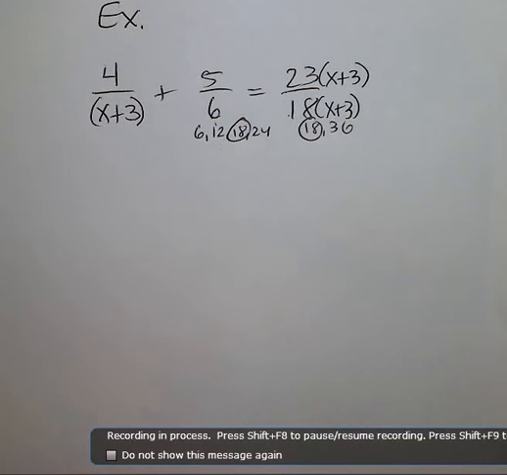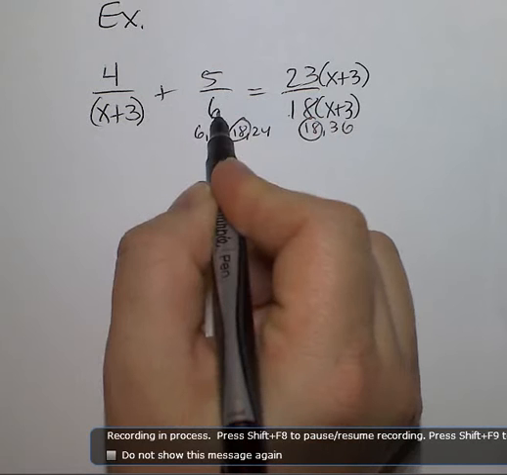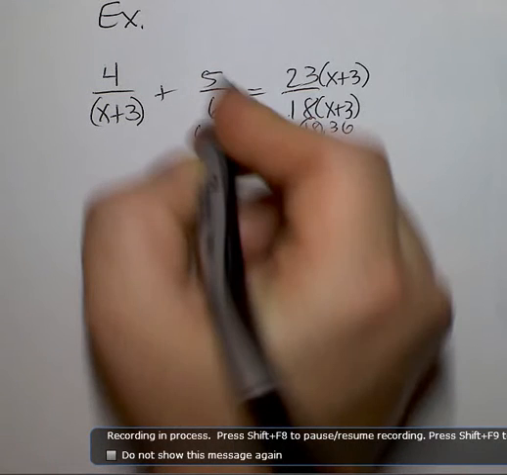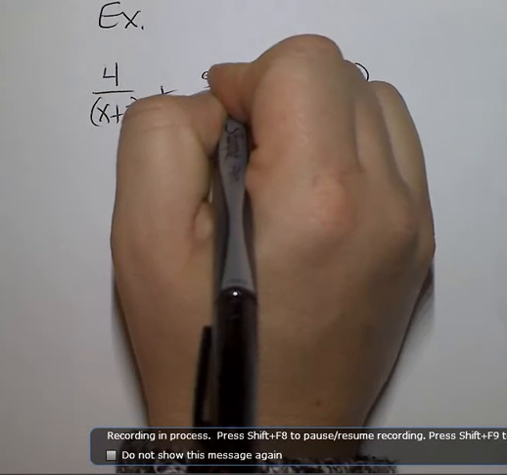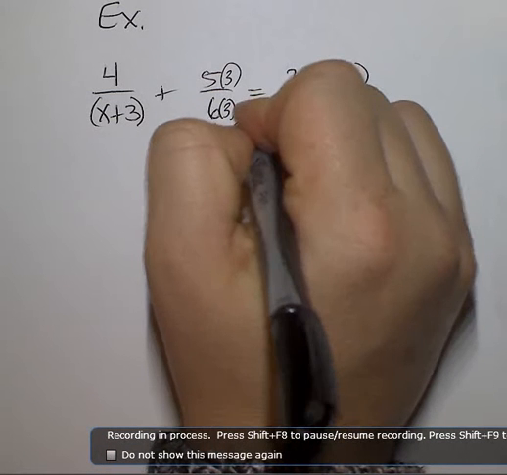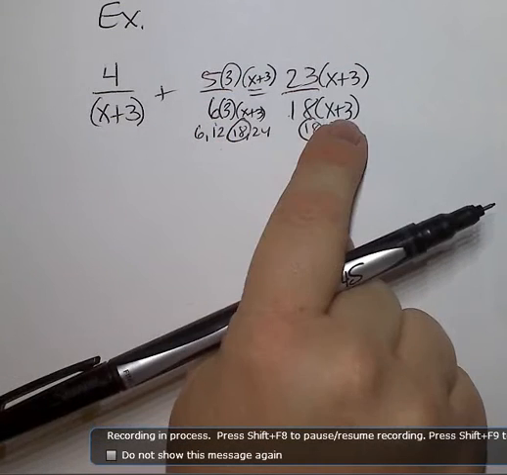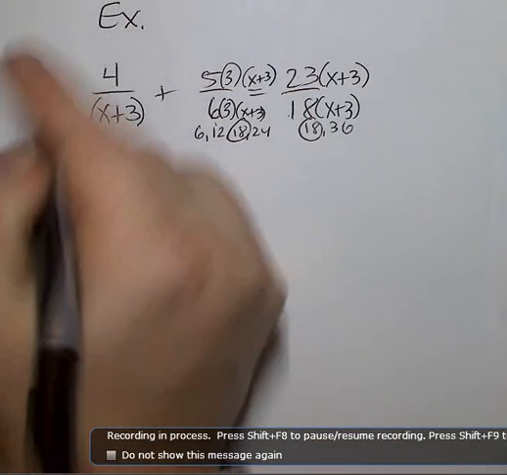Although I need an x plus 3 attached to the denominator of this fraction, it also needs to become an 18. And we do that by multiplying. So I multiply the top and bottom by 3, so now I have 18. Attach an x plus 3. So 18 times x plus 3, 18 times x plus 3. We already have an x plus 3. Attach an 18.